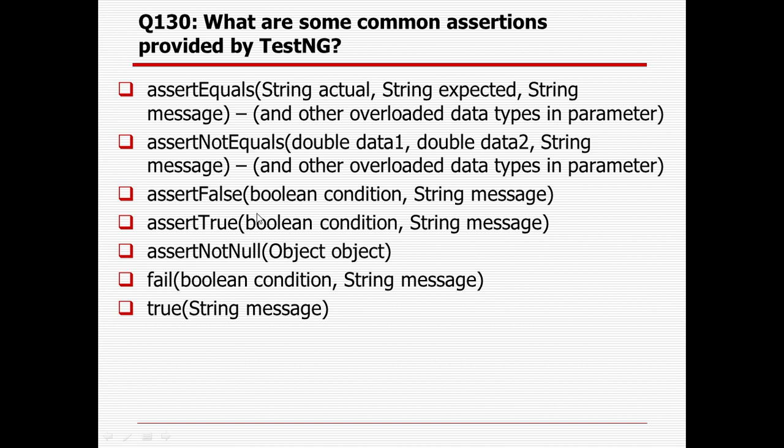Okay, assertFalse: you need to give the boolean condition. If it is false, it will pass, otherwise it will give the string message. AssertTrue: you need to give the boolean condition. In case the condition is true, it will pass, otherwise it will provide the message.